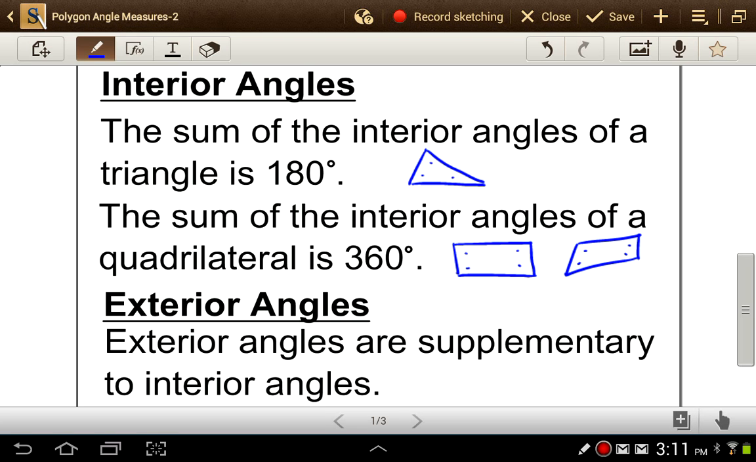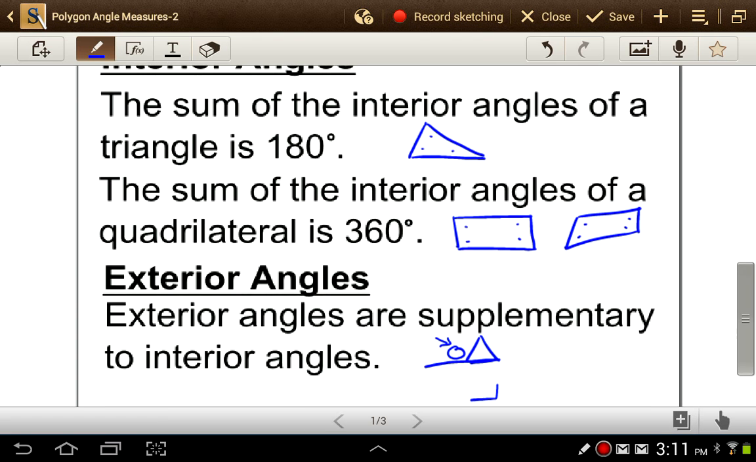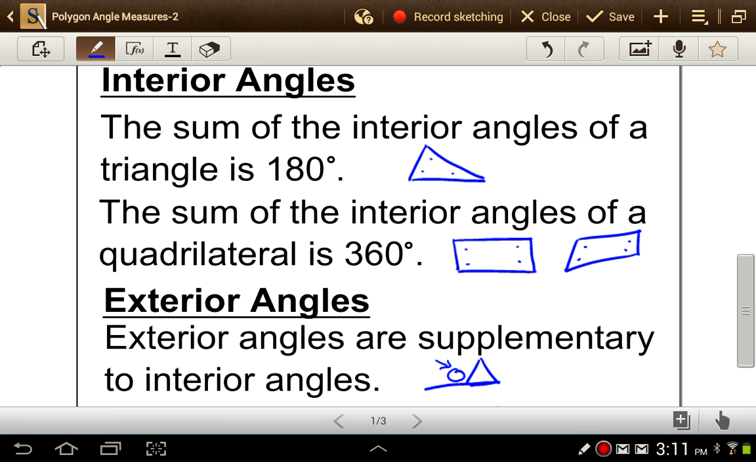Now our exterior angles are always supplementary to our interior angles. So exterior angles would look like this. If I have that out here, this would be my exterior angle right there. And that is supplementary, you can see the straight line, to my corresponding interior angle right there. If you need to pause, go ahead. Otherwise, I'm going to move on.